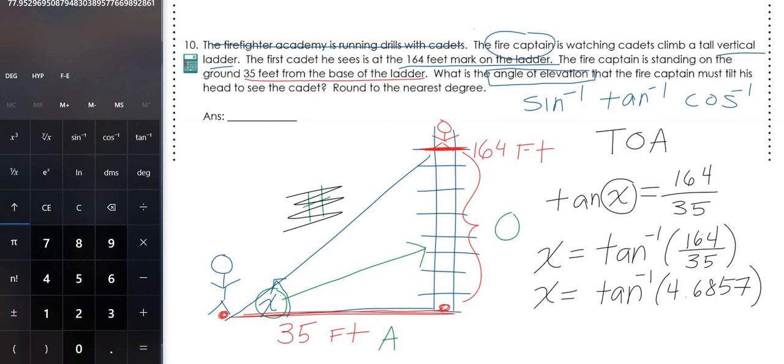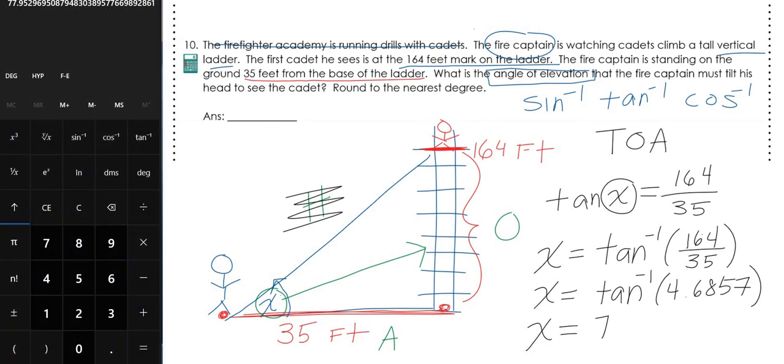So I'm going to go back to my work. I'm going to write down x equals approximately 77.952. But let's go back to how we have to round. It says to the nearest degree. That means a whole number. You don't want to have a decimal. If it says to the nearest degree, the nearest foot, the nearest grain of rice, the nearest box, whatever they're saying, they want a whole number.